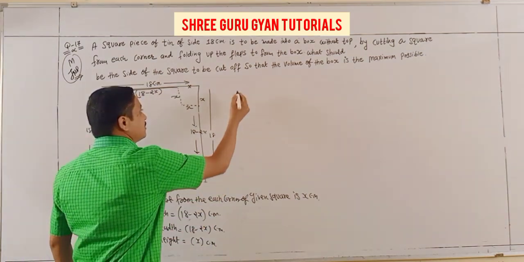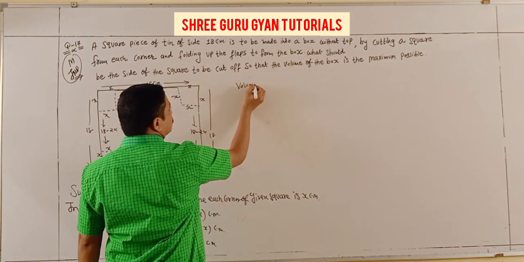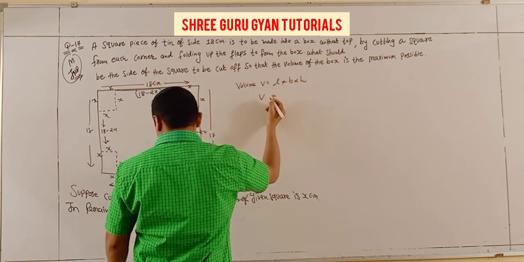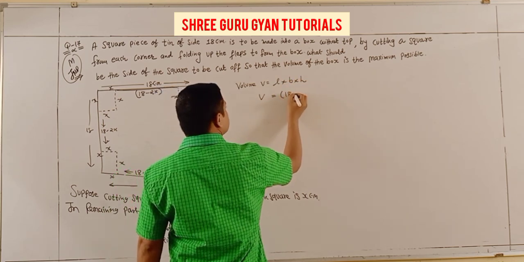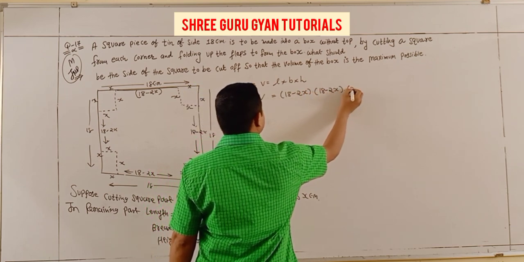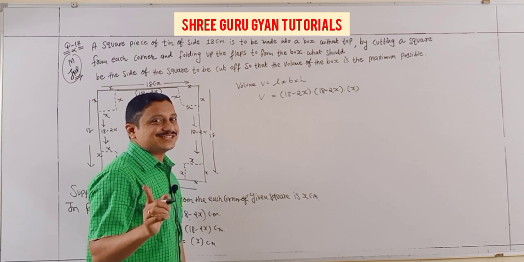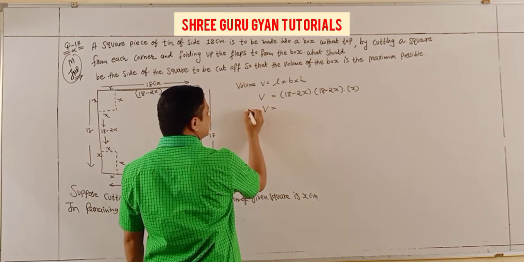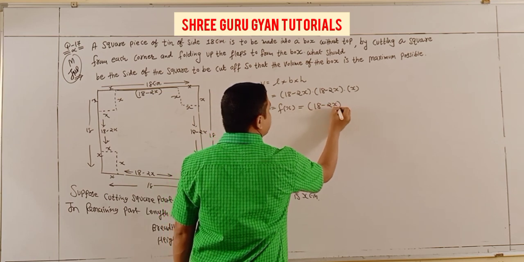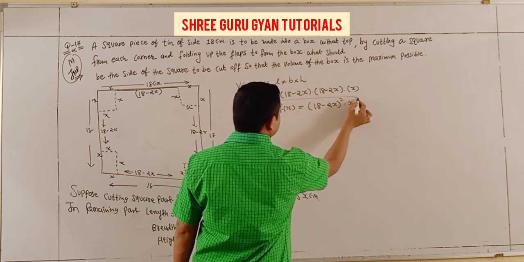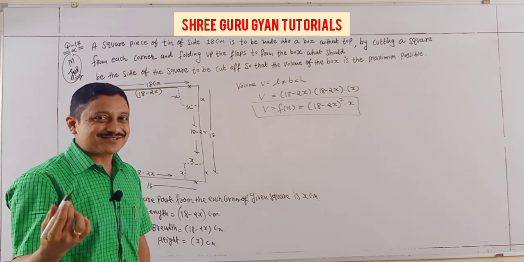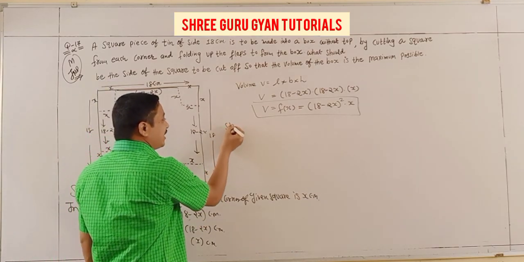So I start with the volume. V equals length, breadth, height, where length is 18 minus 2x, breadth is again 18 minus 2x, and height is x. Multiplying it, my function is f(x) equals 18 minus 2x the whole square into x. Here, students, I will do step 1, step 2, step 3, and you can easily get your answer.